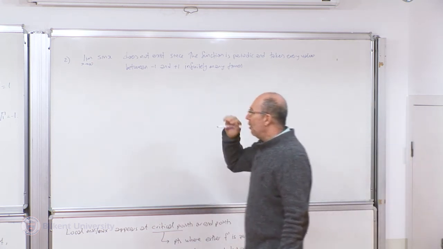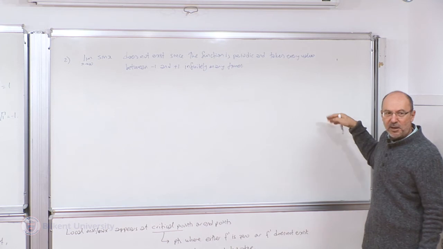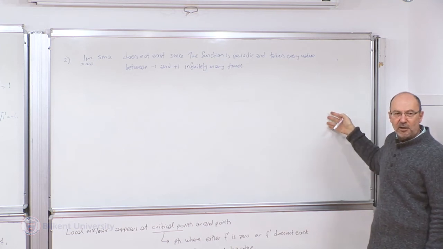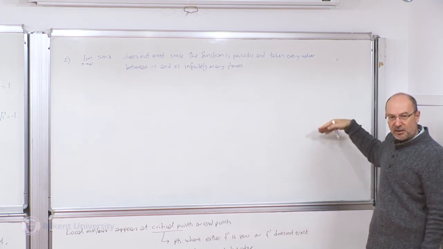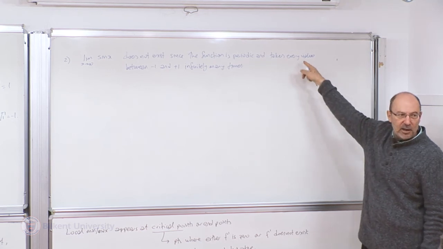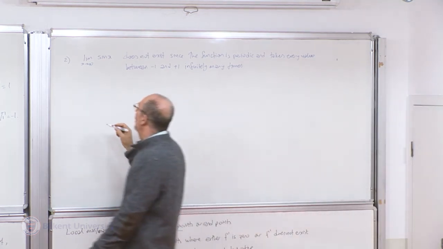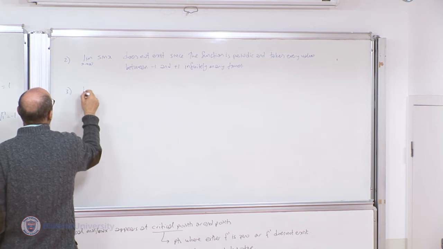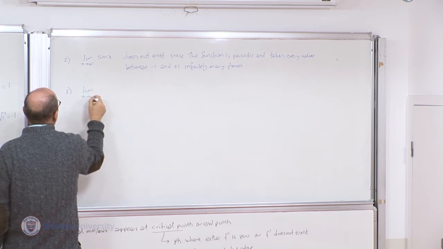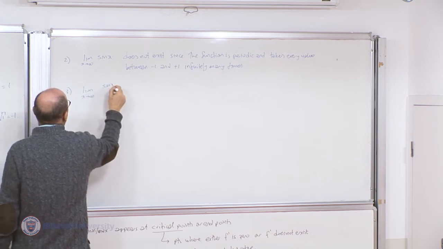So this is how we explain it to ourselves. This is how we realize that the limit does not exist, and then we write this. But how about this one now? The limit as x goes to infinity of sine x over x.